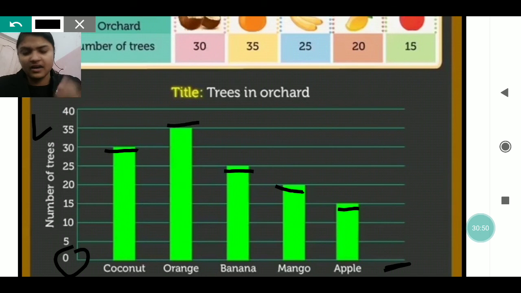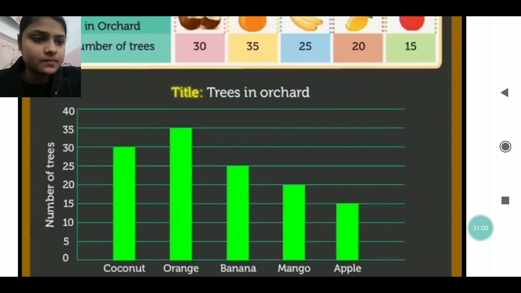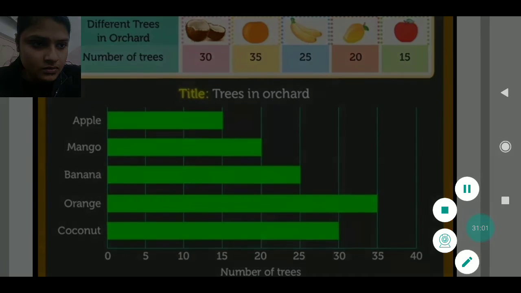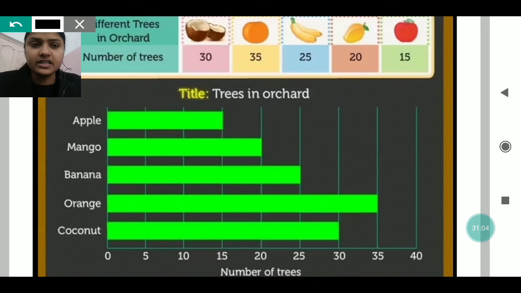Okay, this is the bar graph which we have discussed right now. And a bar graph can be horizontal also and vertical also. Right now I have shown you the vertical one. Now I'm going to show you the horizontal one. In this you can see a little change. That change is that the names of the fruits which we were writing at the bottom, we will write on the left side, and the numbers we will write at the bottom.